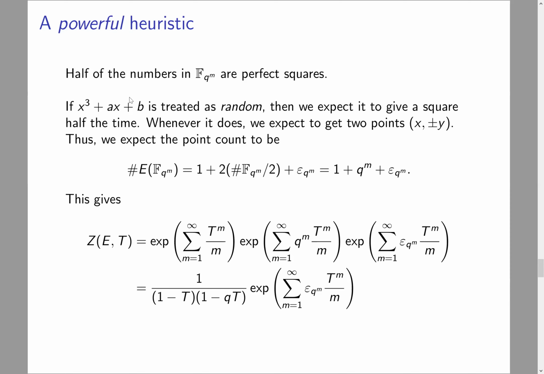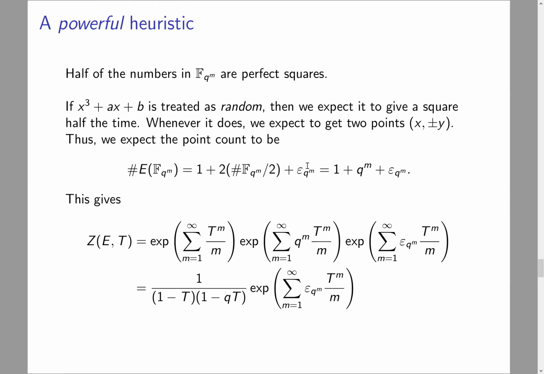If you imagine that plugging an x value into this cubic polynomial is essentially a random process, x cubed plus ax plus b essentially is a random element of this finite field. Then you might expect, if I'm just hitting numbers randomly, I should get a square about half the time. And if I do get a square, I expect to get 2 points corresponding to that: one corresponding to positive y and one corresponding to negative y. So the point count we expect heuristically to be 1 plus 2 times half the elements being squares, and then for each one we get 2 points. And then there's some error term over here, epsilon q to the m.